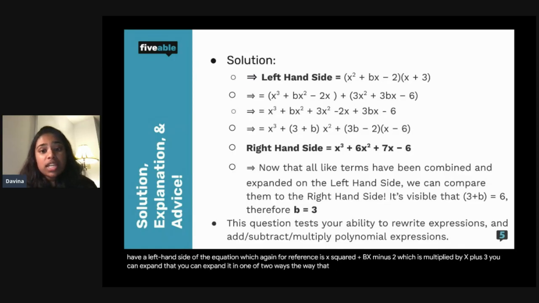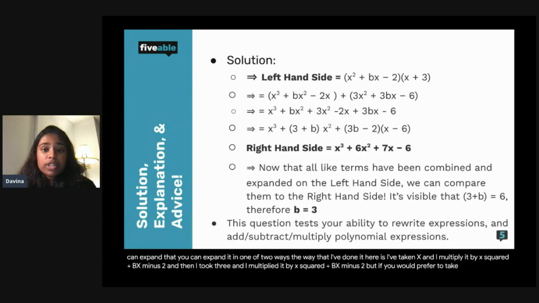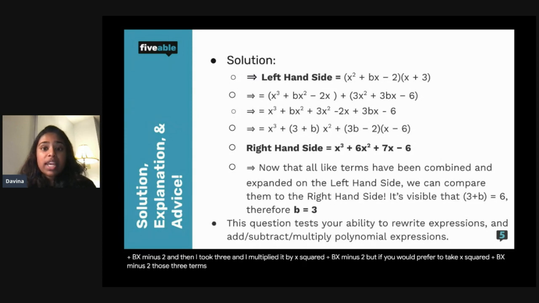The way that I've done it here is I've taken x and multiplied it by x squared plus bx minus 2, and then I took 3 and multiplied it by x squared plus bx minus 2. But if you would prefer to take x squared plus bx minus 2, those three terms, and individually multiply them by x plus 3, you're more than welcome to do that. You'll get to the same answer anyways. So it depends on which method you're more comfortable with.